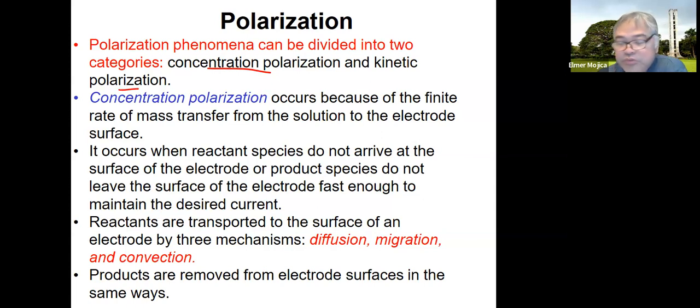Okay, so between the two, when we have a concentration polarization, it happens because of the finite rate of mass transfer from the solution to the electrode surface. So why do you think it happened? Okay, because there's a presence of species that you have there. So the reactant species do not arrive at the surface of the electrode, or product species do not leave the surface of the electrode fast enough to maintain the desired current. And again, this type of polarization is dictated by diffusion, migration, and convection.